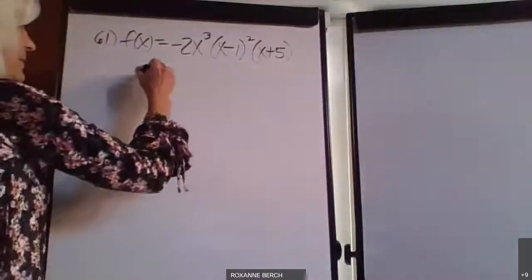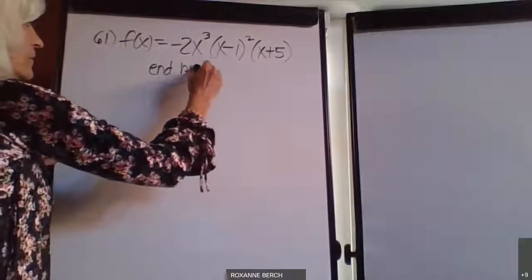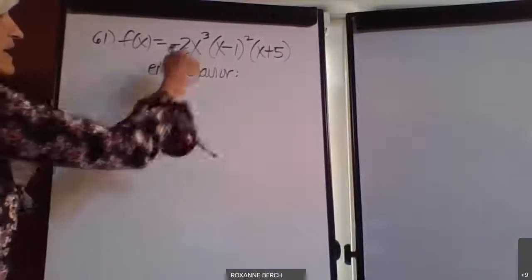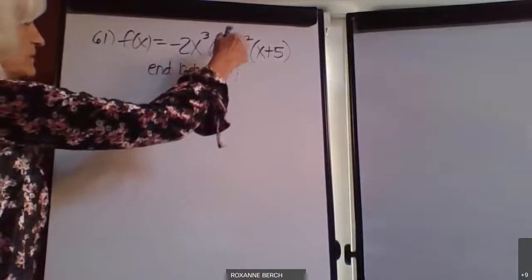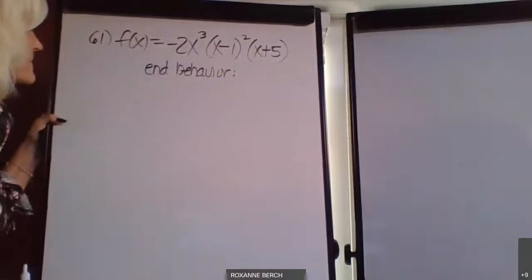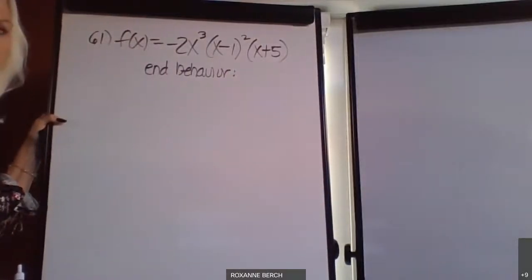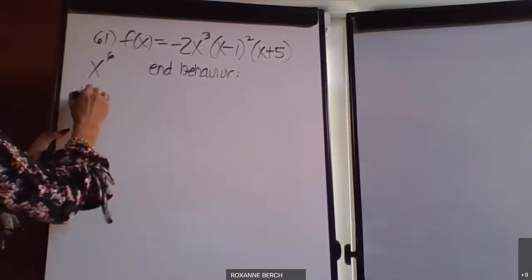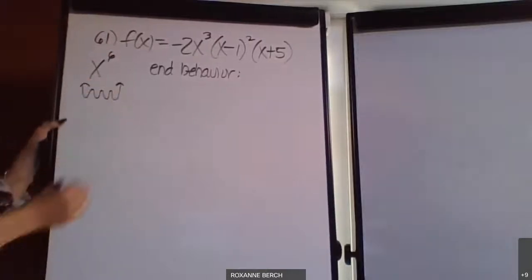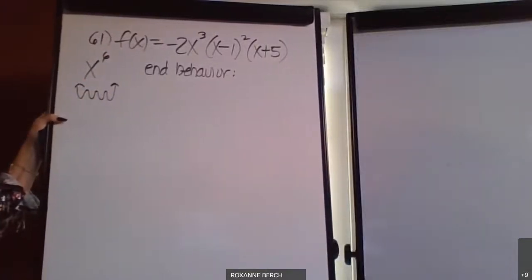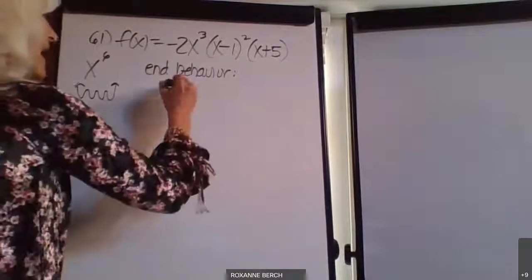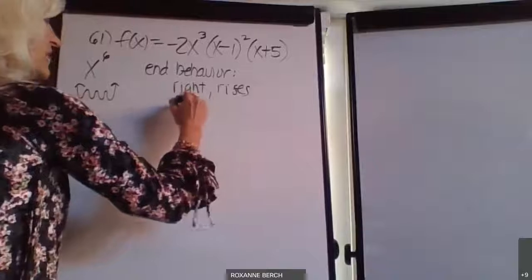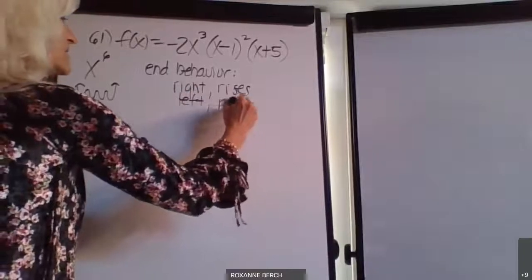So let's talk about the end behavior. What do you guys think this degree is? You have x times x times x times x minus 1 times x minus 1 times x plus 5. 6. So doesn't that mean it goes up on both ends? Yes. Okay. So we would say on the right, it rises. On the left, it rises.